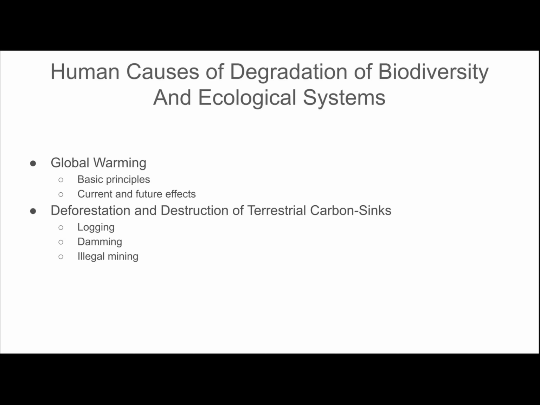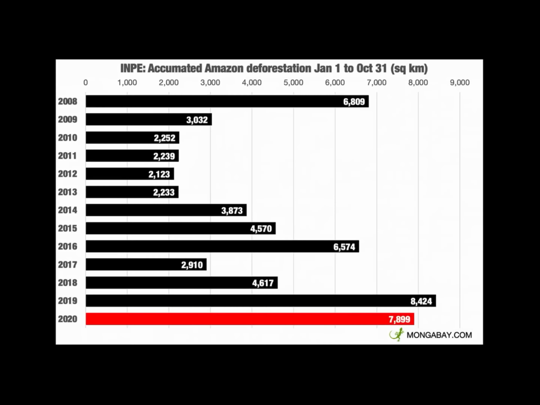The next cause of degradation of biodiversity and ecological systems that we'll discuss is deforestation and the destruction of carbon sinks. This is in the form of logging and things like illegal mining, and this might be something you're not familiar with. You can see here that logging has been continuing for the last 12 years at least. Logging has been a problem in tropical systems for a very long time, and you can see that 2019 and 2020 were pretty big years for logging.